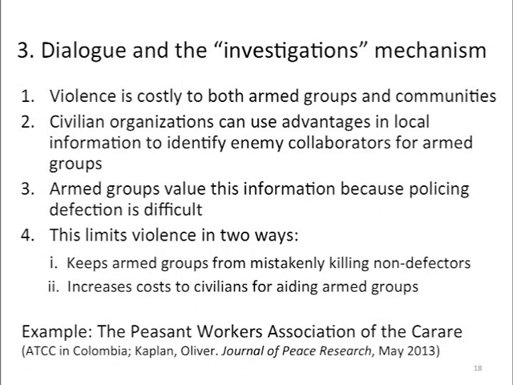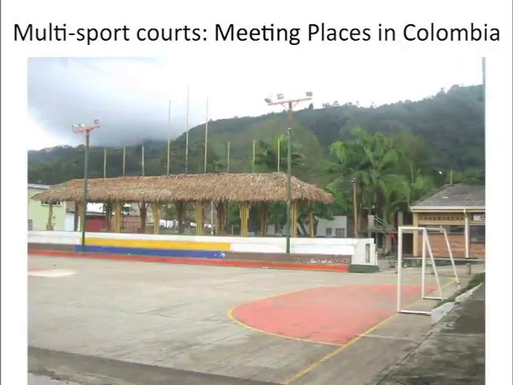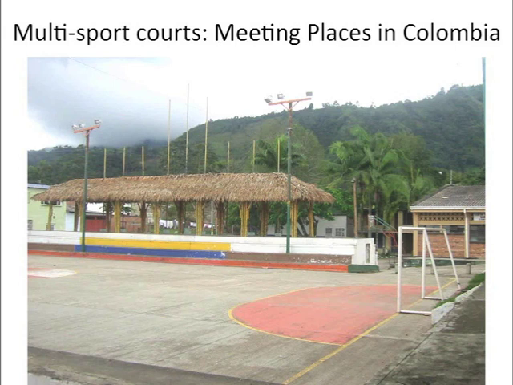And then second, just by having this information, and civilians knowing about it, it increases the costs to civilians for aiding armed groups. There's a greater risk that they might get caught for providing aid to an armed group. One very clear example of this is the local institution of the Peasant Workers Association of the Carare River, which is in the middle of Colombia. I've documented this process quite extensively, and it will be in a forthcoming paper of mine if people are interested.